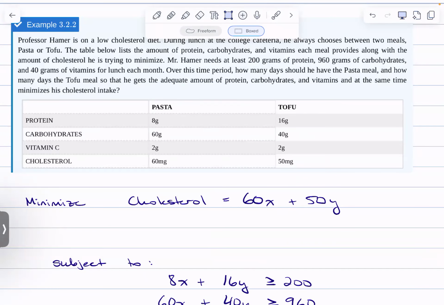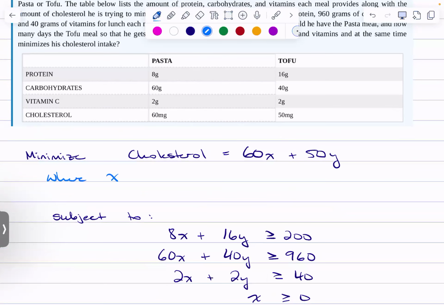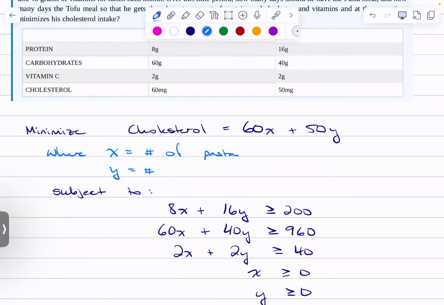Just by looking at the table, I think you can guess which is your X and which is your Y, right? Also from the question, we were asked how many days should he have the pasta and how many days should he have the tofu. So X is going to be the number of pasta meals and Y is going to be the number of tofu meals. I'm looking at the cholesterol, and it has 60 milligrams for the pasta plus 50 milligrams for the tofu, and that's my clue for X and Y.